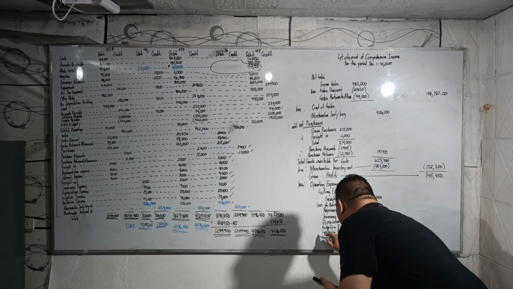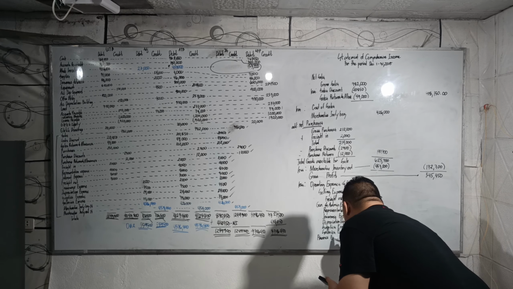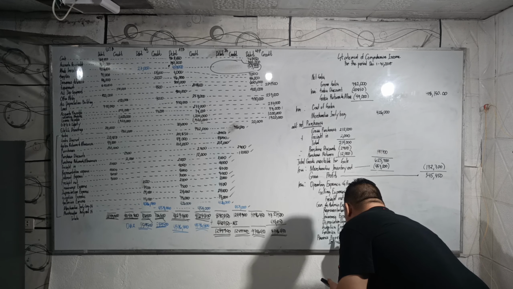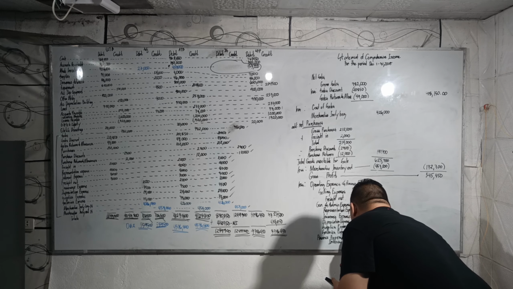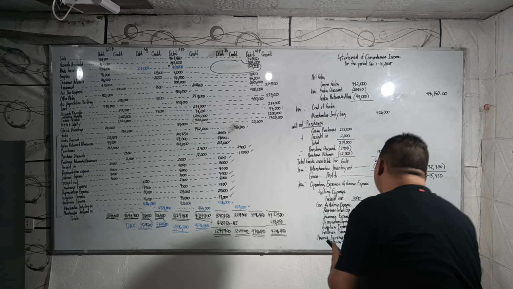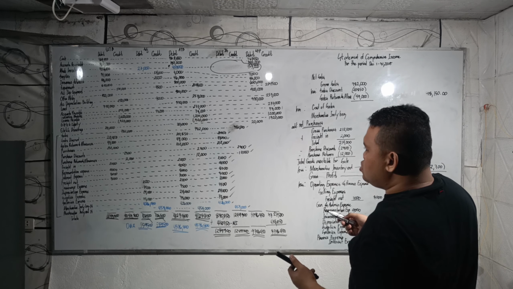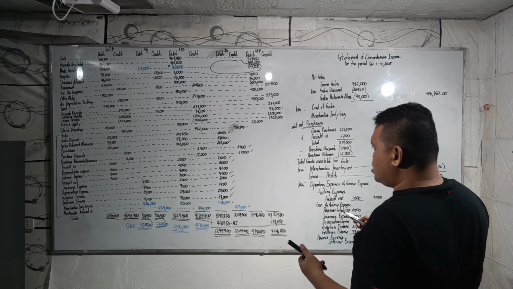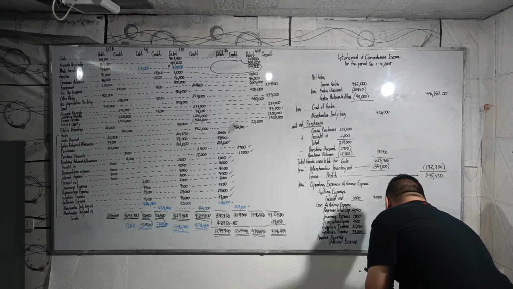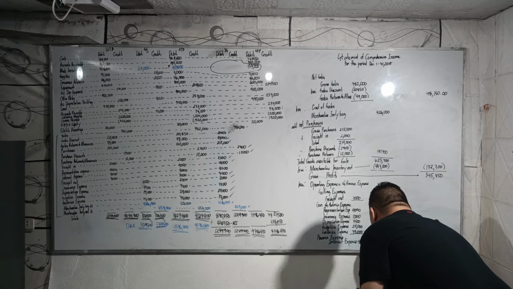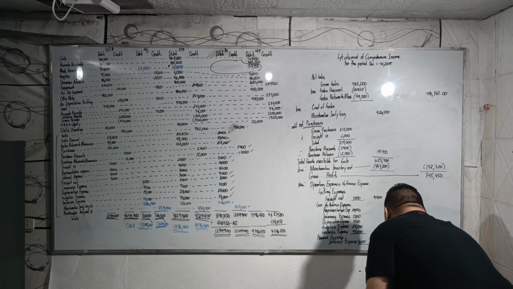So the last one is the finance expense, which is interest expense. Finance expense includes interest expense, bank service charges, and etc. So you have 8,000. First, it should be here, and then the total here is 8,000.